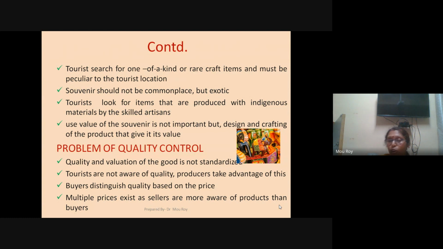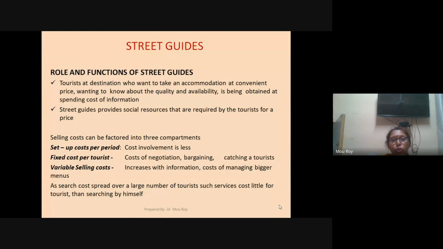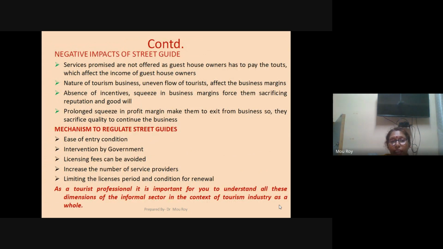And prices should also be nominal. So souvenirs should not be commonplace, but exotic. Then you have the street guides who help you by providing the social resources that are required by the tourist, for a price. Then, of course, there are some positive impacts, and there are negative impacts.